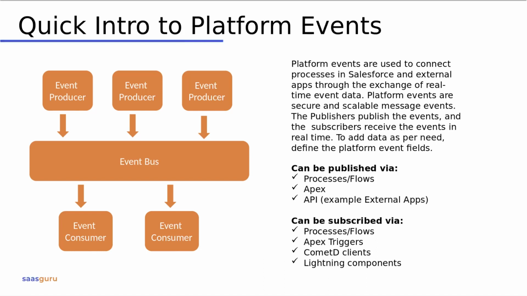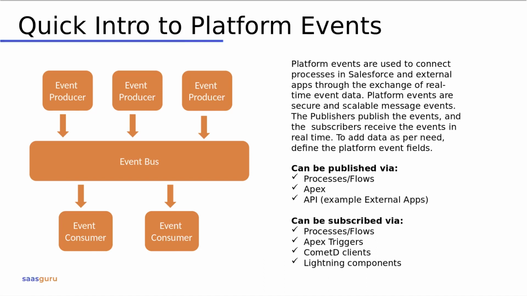Platform events can be published by processes or flows. They can also be published by Apex, and by APIs. When you say APIs, external apps or any external party can also publish platform events. Again, the process is the same: you create the platform event in Salesforce, give the details to them, and they can publish the platform event through APIs. And in Salesforce, you can create any model you want to subscribe to those platform events.